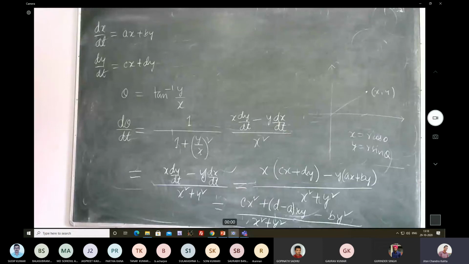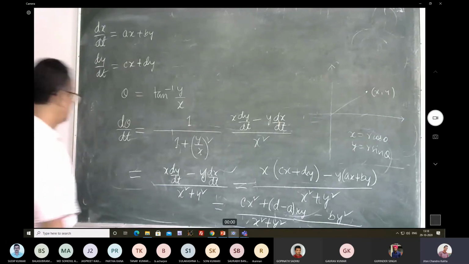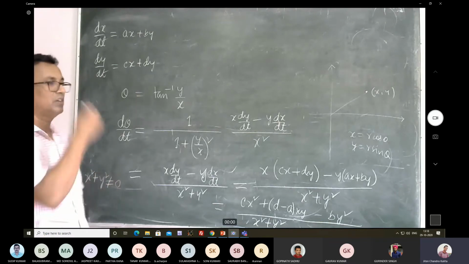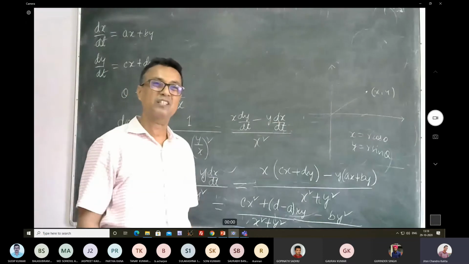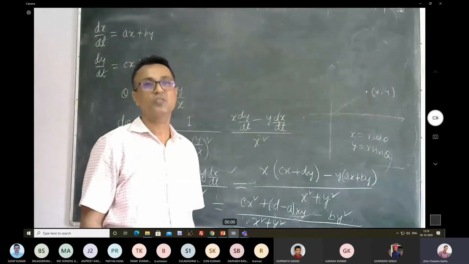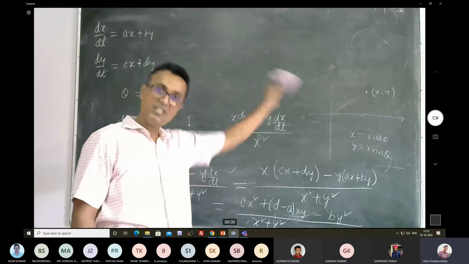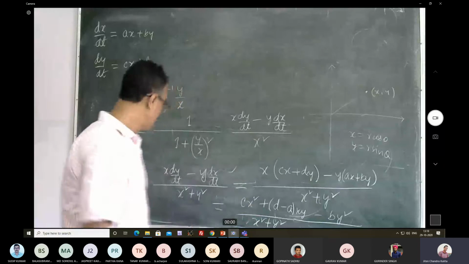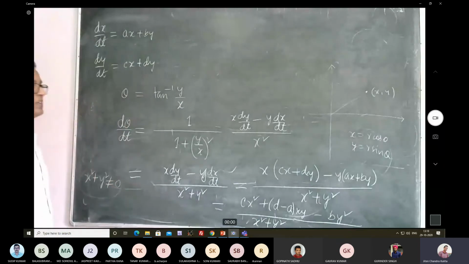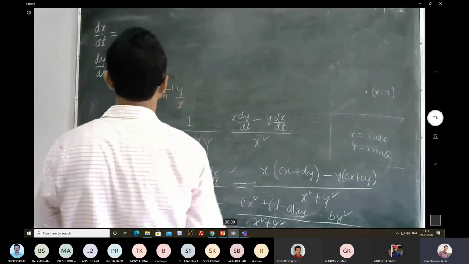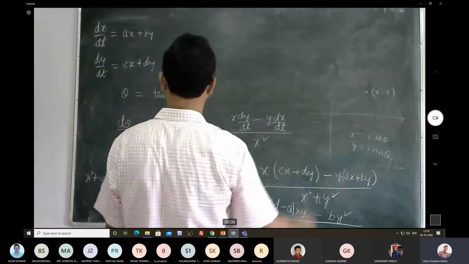Since we are considering trajectories, since we are considering paths, we can easily assume that x squared plus y squared is not equal to 0. Generally we take the initial point to be non-zero, something different from the critical point 0, 0. So I can always make this assumption. Now another interesting fact is coming here.